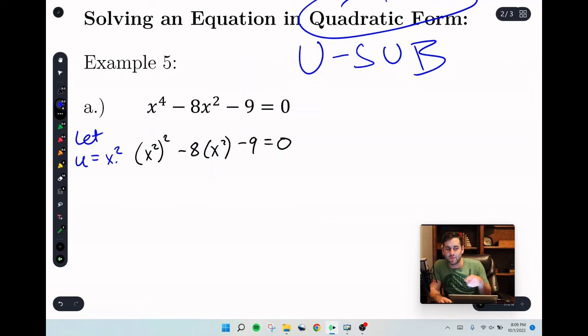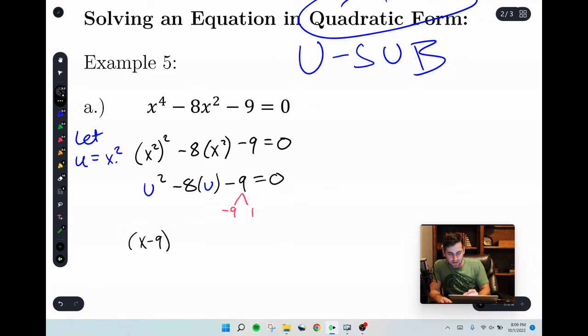I'm going to take that random u and plug it in. u squared, I'll do this real nice and neat with the color so we can see, minus 8. There's another x squared, so u. I can even keep those parentheses in there so you can see what we replaced. Minus 9 equals 0. Well, now, is that a nice easy factor? Let's check. Negative 9, positive 1 turns into negative 8. Yes, it is. So we've got (u minus 9)(u plus 1) equals 0.